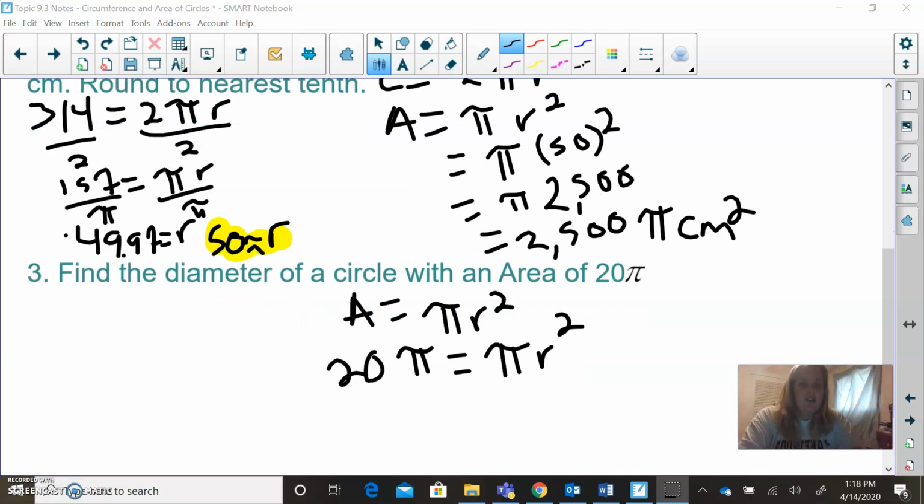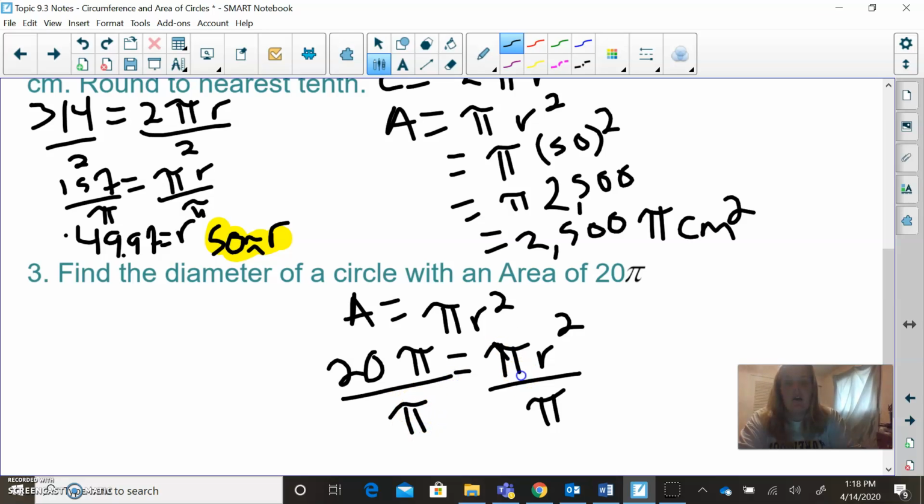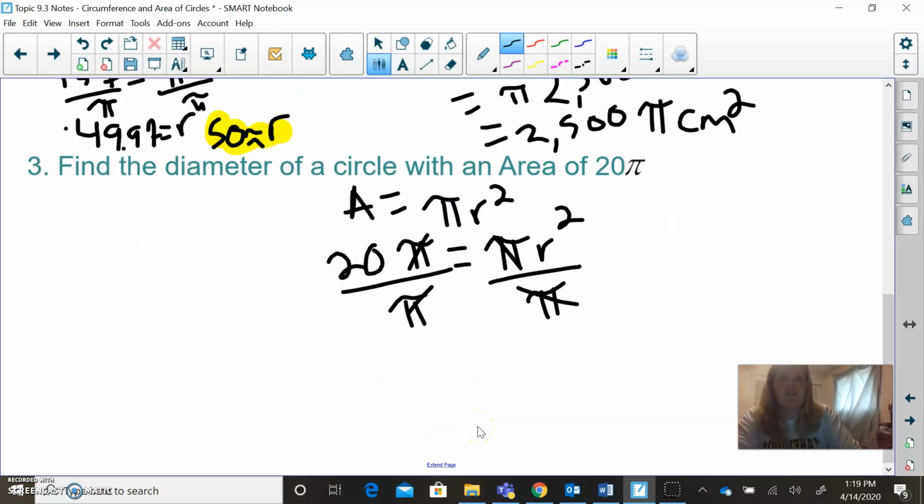Okay, guys. So, we need to get r all by itself. Okay, this is some algebra skills here. We've got to divide by pi to get r all by itself. So we're going to divide by pi, we're going to divide by pi. Oh, look, it went away. It went away here too, right? Because we've got one on top and one on bottom, so they cancel. So we'll have 20 is equal to r squared.